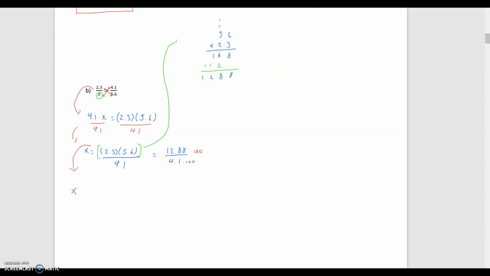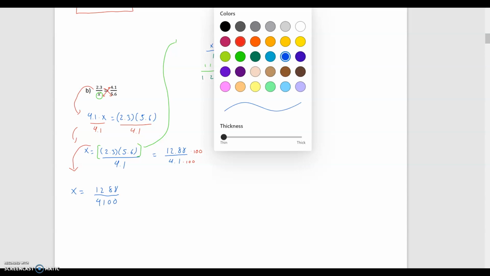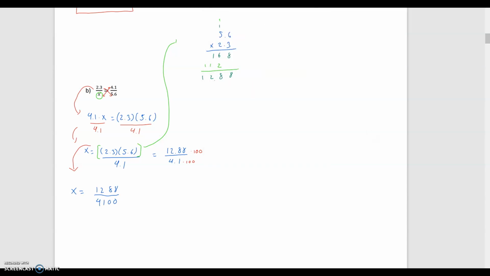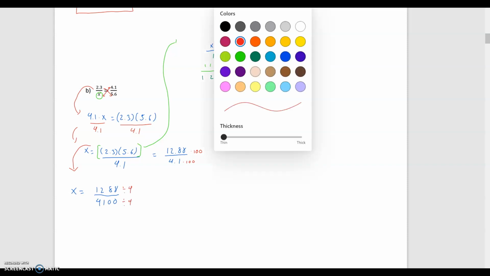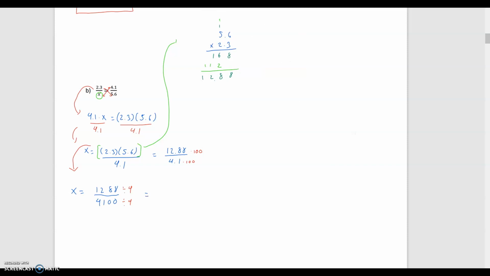So we're looking at x is equal to 1288 over 4100. Okay, so this is a fraction, but it's not in reduced form. Both of these are divisible by 2. They also divide by 4. So let me carry a division by 4. And this is going to give us, as we divide by 4, 322 over 1025. And let me just double check that. Give me just a second.